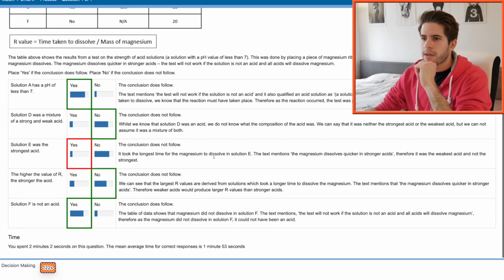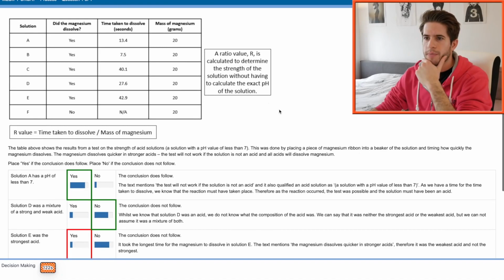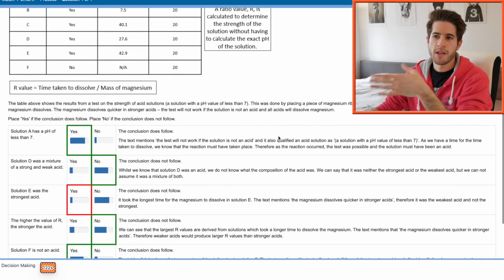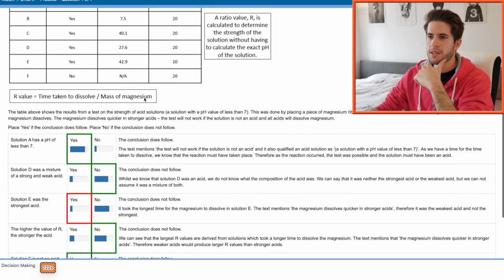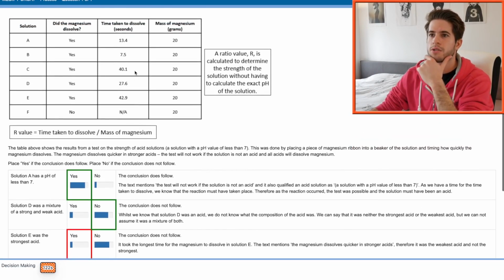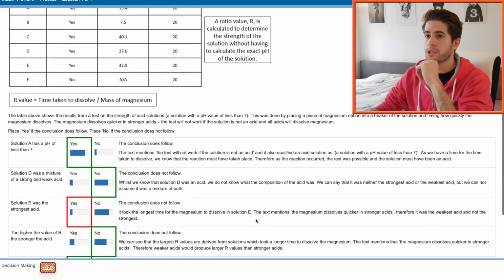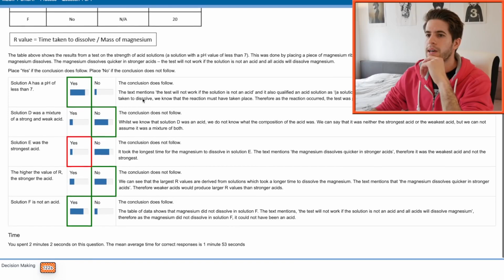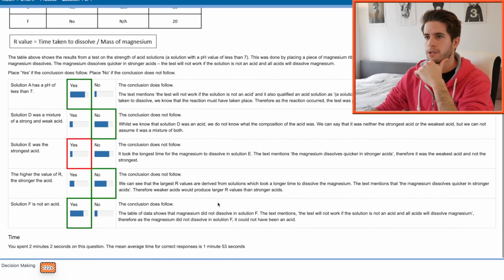It took the longest time for the magnesium to dissolve in solution E. The magnesium dissolves quicker in stronger acids. Okay, so I assumed that the strongest acid had the lowest pH as calculated by this, but it does say here the magnesium dissolves quicker in stronger acids. So the quickest acid to dissolve would be the strongest one, which is not E. So that's wrong. But 4 out of 5, I'll take it on these questions.